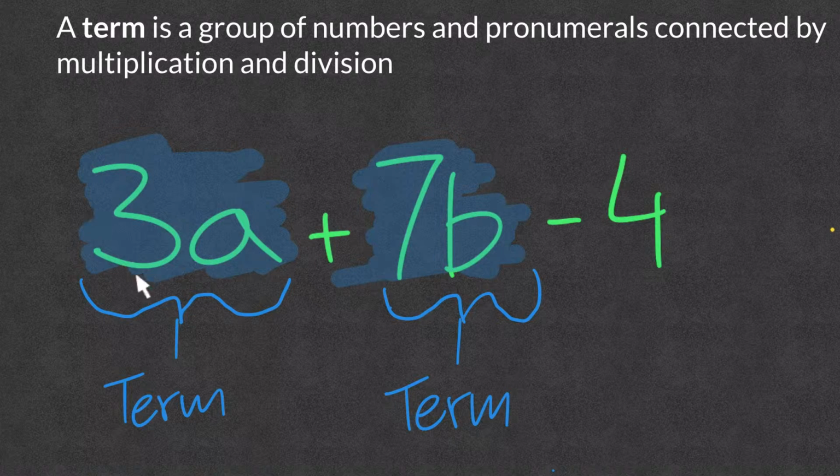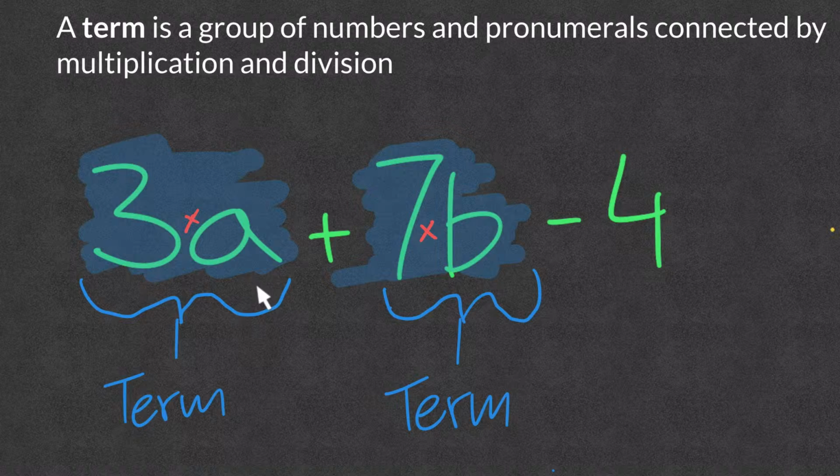So here, when I write 3a, that's actually saying 3 times a. In algebra, we don't use the multiplication or division sign anymore. We'll just put a number next to the letter, and that is times. Or if it's numbers, we'll put a bracket there, and that also means times. So you can imagine there's a little invisible multiplication sign in between these, and that is what makes them a term, because they are connected by multiplication and division.